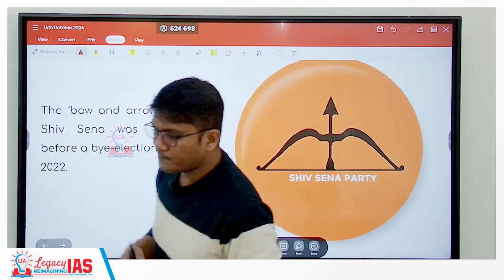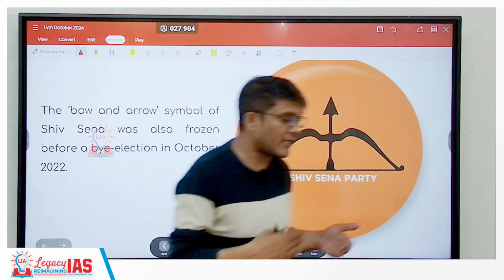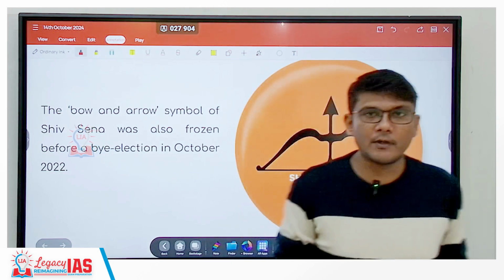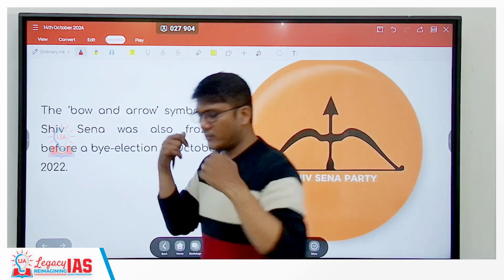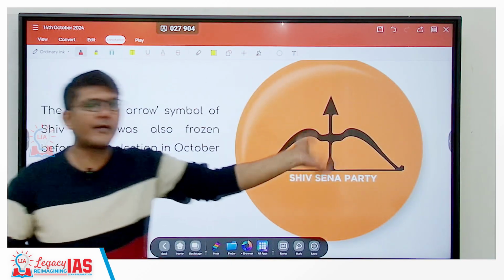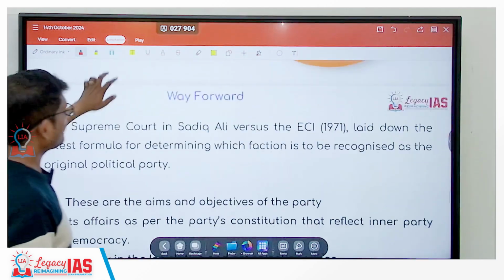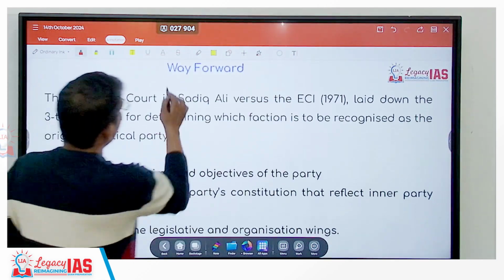Especially it becomes important to do that when an election is upcoming. Then you freeze the symbol, let the parties take different symbols, contest the elections, and then get more time to decide on that. Okay, so what can be the way forward?